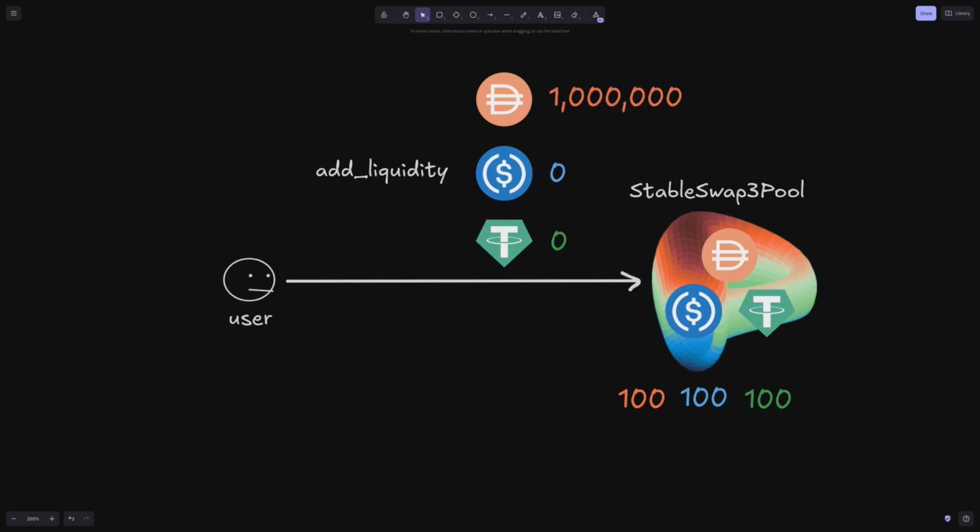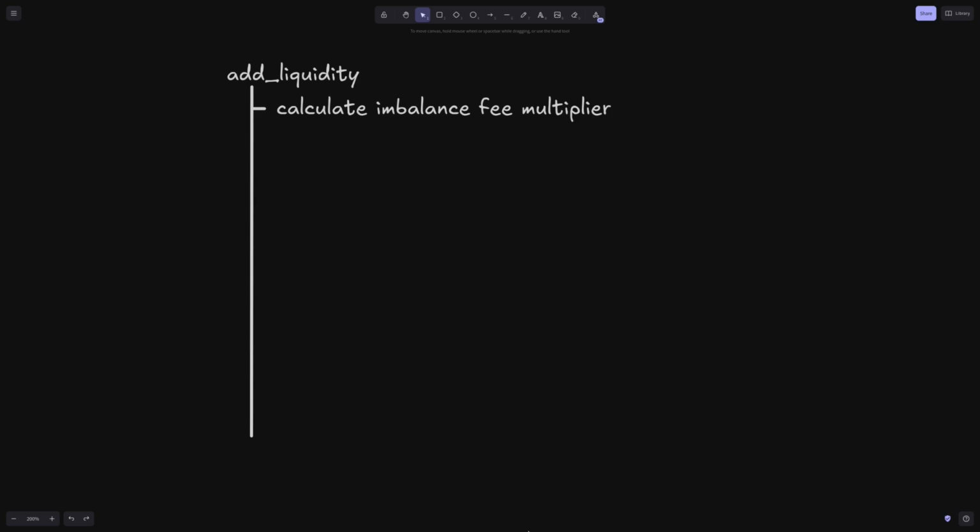And now a user comes in and adds 1 million DAI as liquidity. The resulting token balances will be 1 million and 100 DAI, 100 USDC, and 100 USDT. To discourage users from imbalancing the pools, there is an imbalance fee. If you cause the pool to become severely imbalanced, then you'll be charged a lot of fees. So the first step is to calculate this imbalance fee multiplier, which will later be used to calculate the imbalance fee. The next step is to calculate the A parameter, and then calculate the current liquidity. Inside the code, this is called D0.